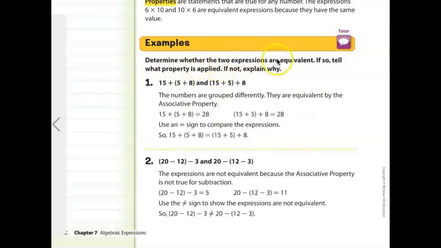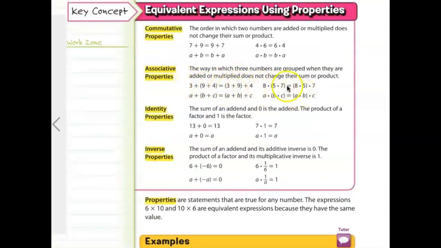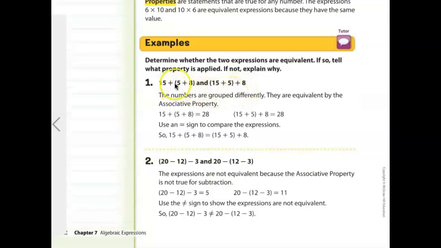It says determine whether two expressions are equivalent. If so, tell what property is applied. If not, explain why. So if we have 15 plus 5 plus 8, 15 plus 5 plus 8, we just saw that up here: when you don't change the order and the addends are in the same order but the parentheses move, that is definitely the associative property. So they actually solved it and found that both of them were equal to the sum of 28. So that is the associative property. So those two things are equivalent.